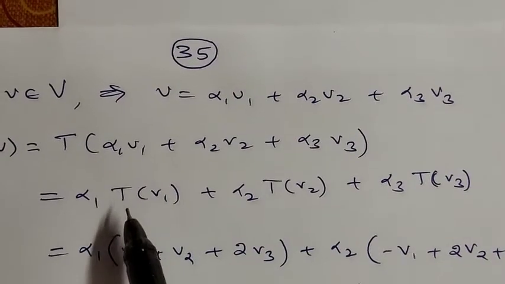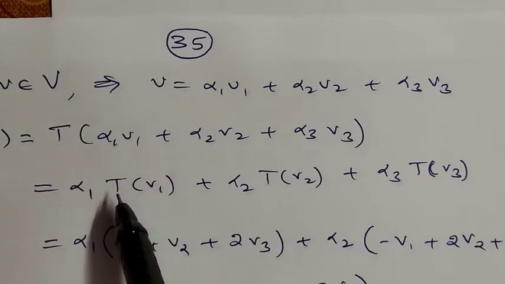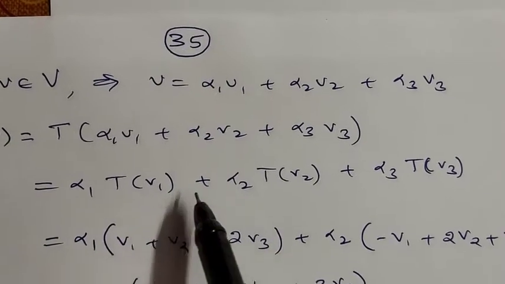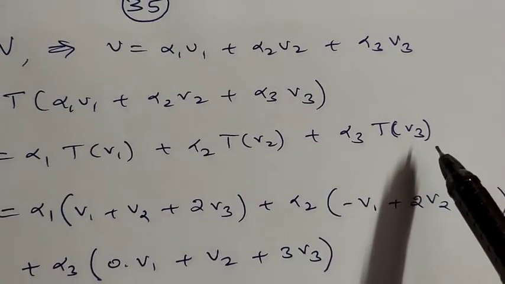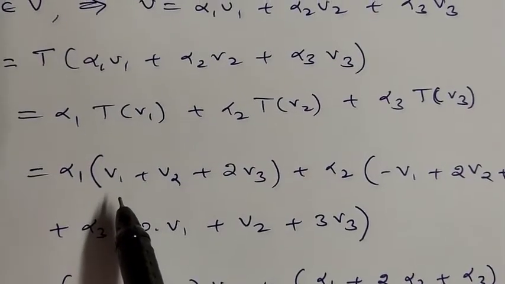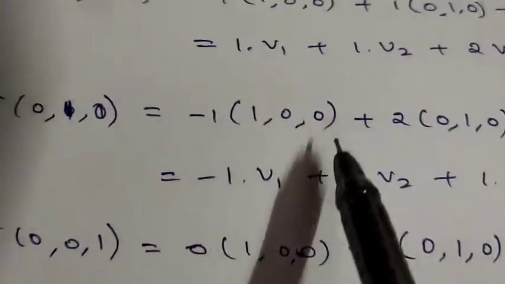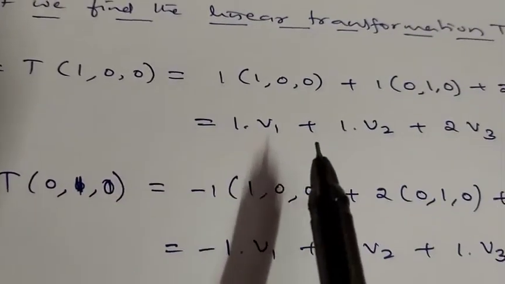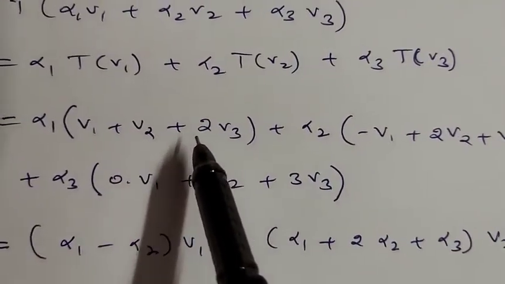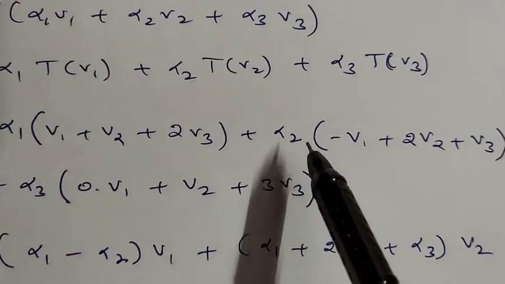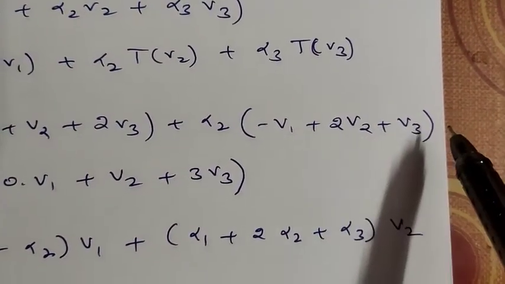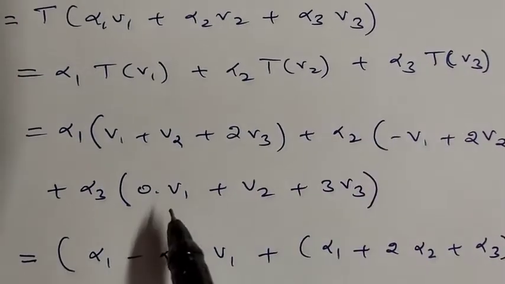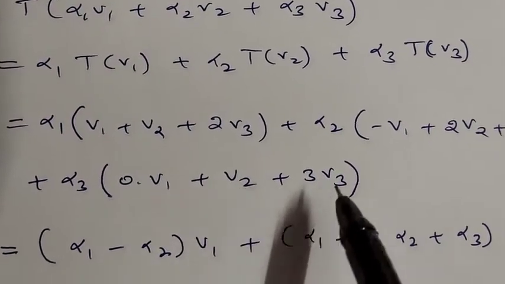Since T is linear, this can be written as alpha 1 times T of V1 plus alpha 2 times T of V2 plus alpha 3 times T of V3. What is T of V1? This is V1 plus V2 plus 2 V3. So I write alpha 1 times V1 plus V2 plus 2 V3, plus alpha 2 times T of V2, which is minus V1 plus 2 V2 plus V3, and alpha 3 times 0 V1 plus V2 plus 3 V3.